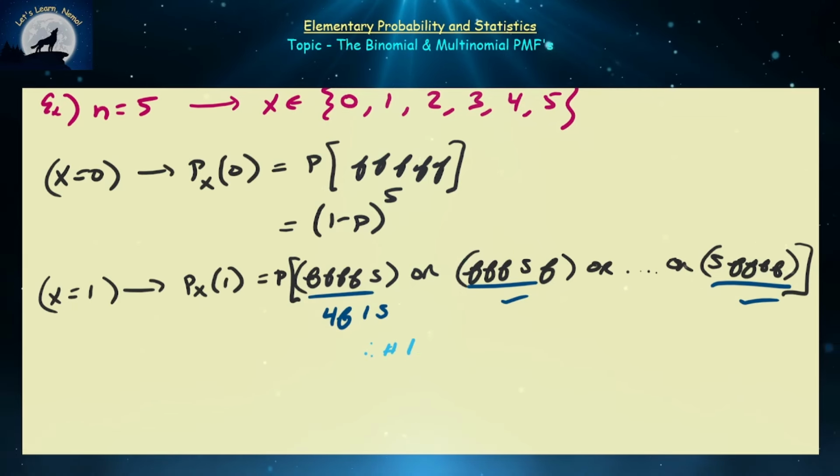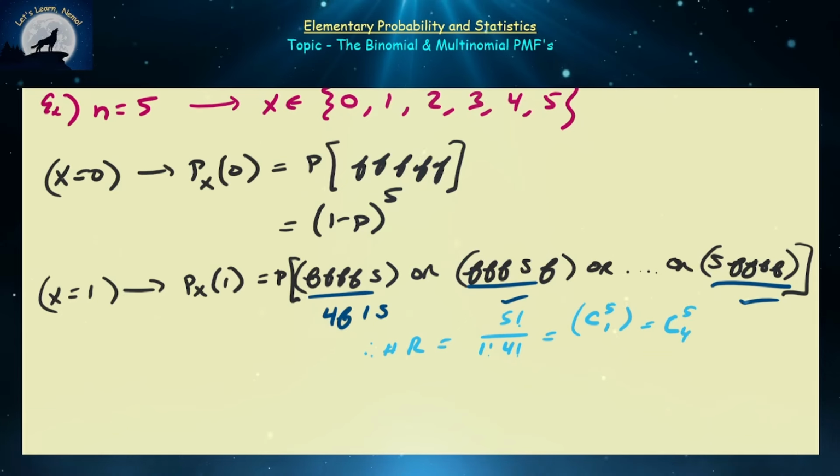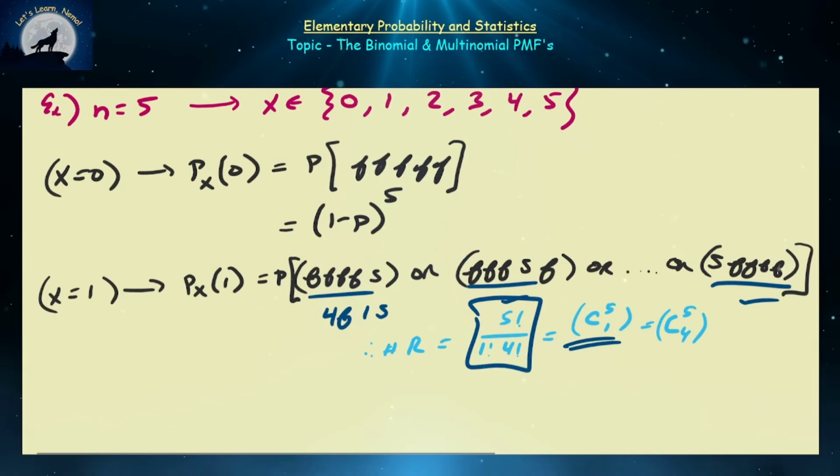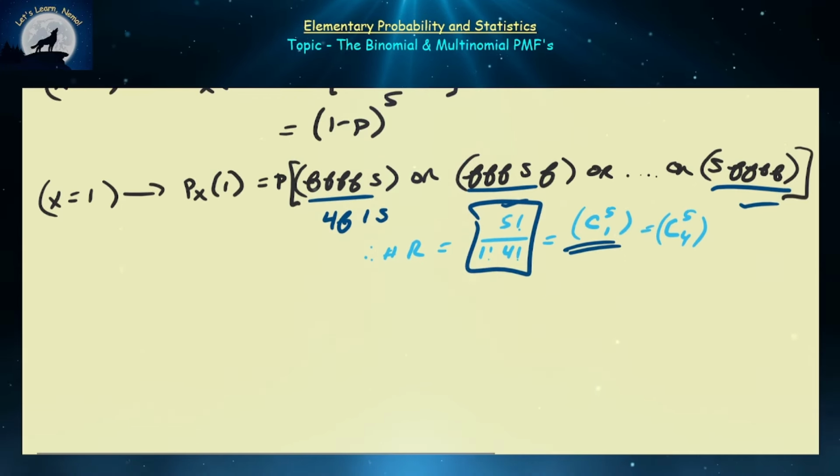So the number of rearrangements will just be equal to 5 factorial all over 1 factorial times 4 factorial, where 1 is the number of S's and 4 is the number of F's, for which we could write as C(5,1), or we could also write it as C(5,4). Either one is perfectly fine, with C(5,1) being the most common, but 5 factorial over 1 factorial 4 factorial is the more useful structure of that.